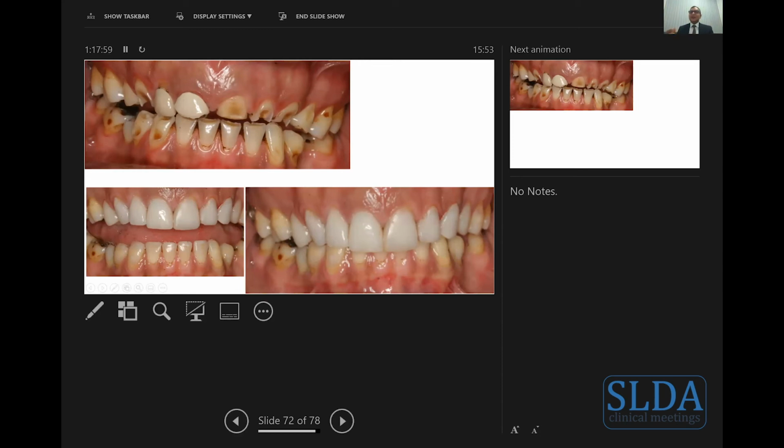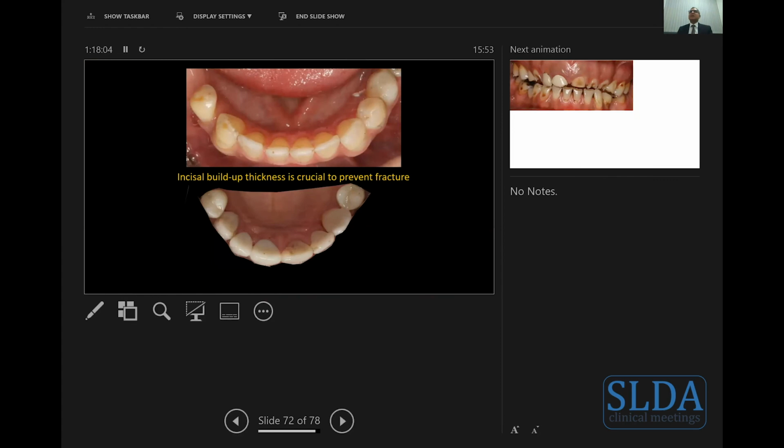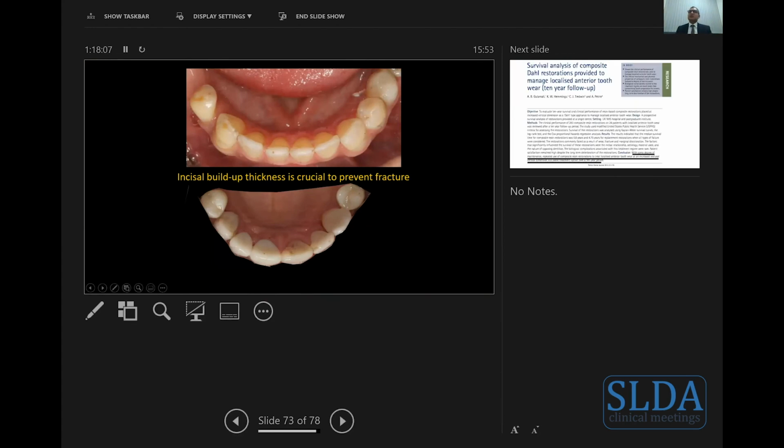So it shows that, yes, if you spend a little bit of time, you can create reasonably satisfactory looking teeth. This slide is just to show the importance of the incisal edge and the thickness of the material that you put on the palatal surfaces of the worn dentition.